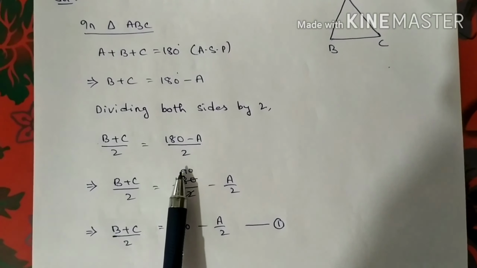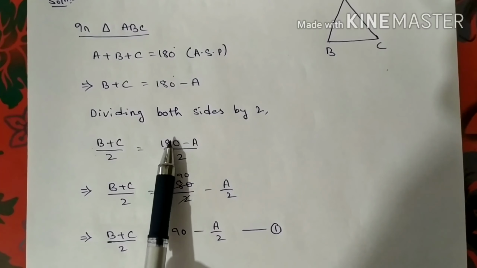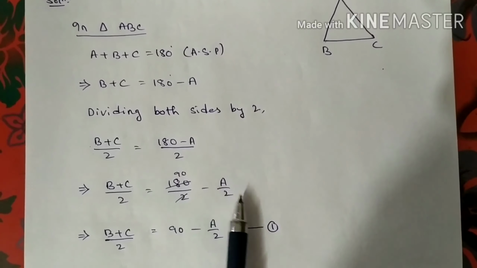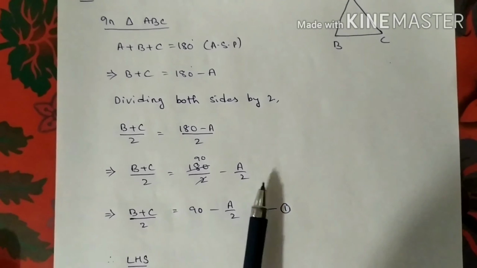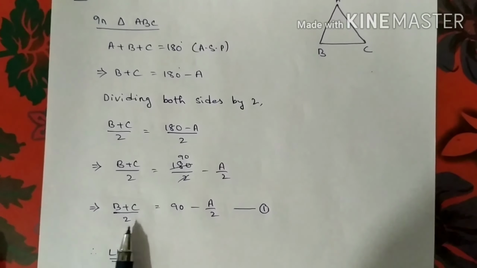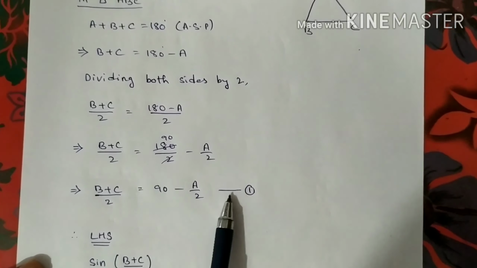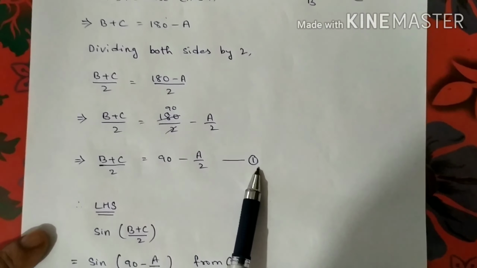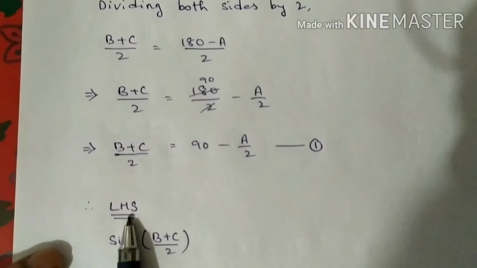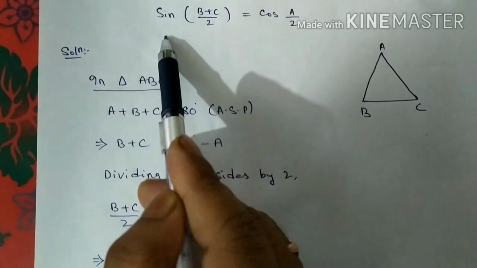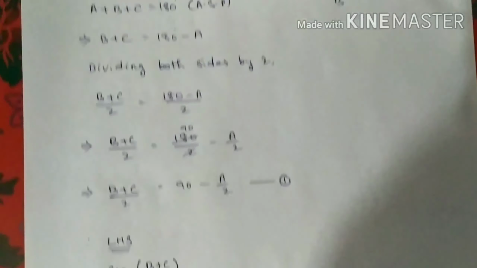Now B plus C by 2 I have kept here as it is, equal to, see, this 2 is for this one also and this 2 is for this one also. So I will distribute it. So 180 by 2 I have written here, minus A by 2 I have written here. Now which implies B plus C by 2 is equal to 2 nines are 180, 90 minus A by 2. Let us assume it as equation number 1. Now let us come to the LHS portion.